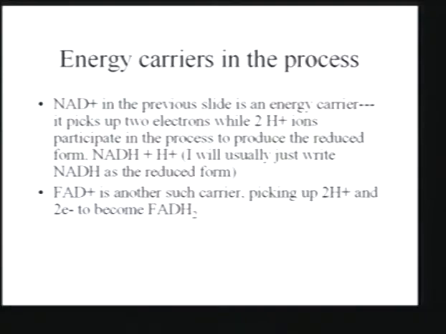Right? It will carry 2 hydrogen ions and 2 electrons as well. And when it does so, it becomes reduced to produce FADH2. So it's easy to see the reduced forms and the oxidized forms for these molecules. Plants use NADPH. It's almost exactly the same as NADH. It just has a phosphate group on it. Right? So that's really the only difference.